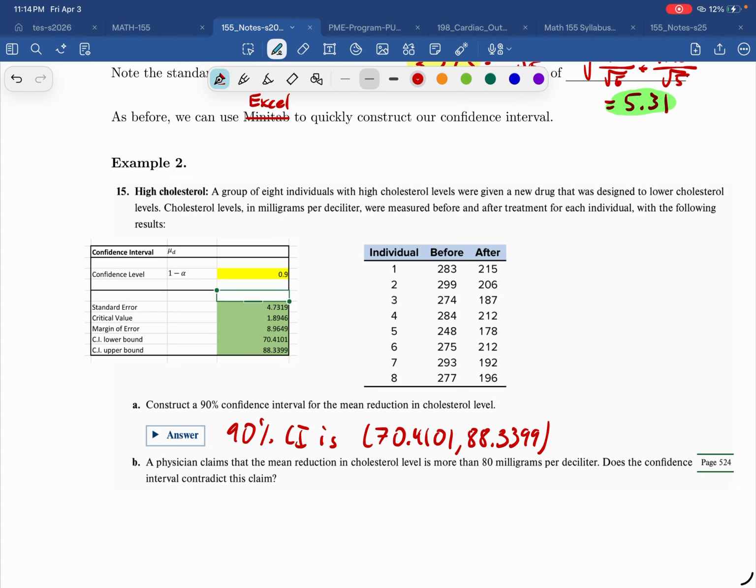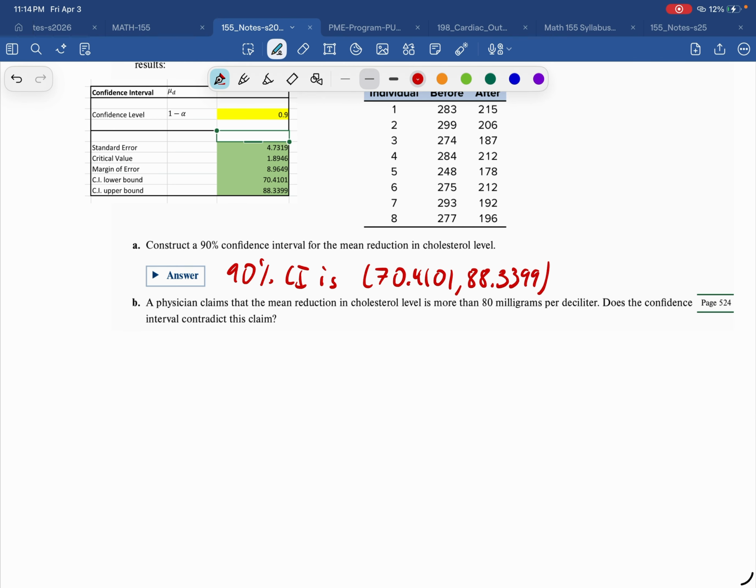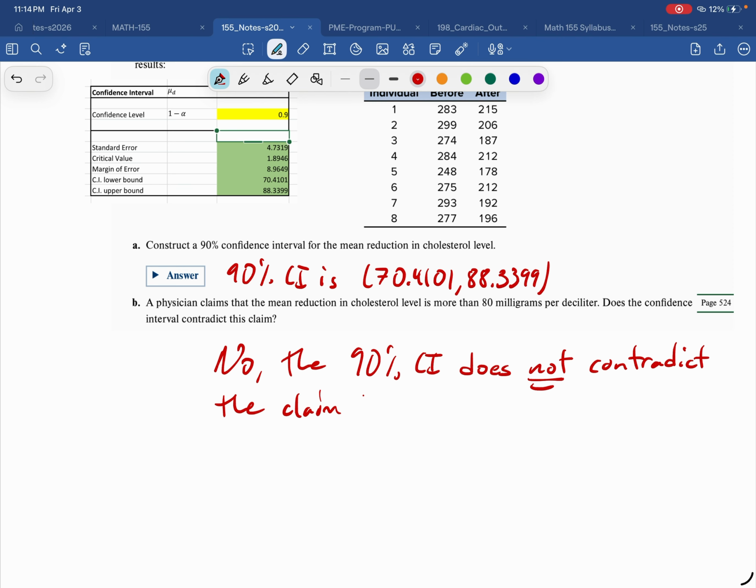There you go. And if a physician claims the mean reduction in cholesterol is more than 80 milligrams per deciliter, does the confidence interval contradict the claim? No, sort of a double negative. The 90% confidence interval does not contradict the claim. Why? Because 80 is within the confidence interval. So 80 is a reasonable estimate for the mean difference.